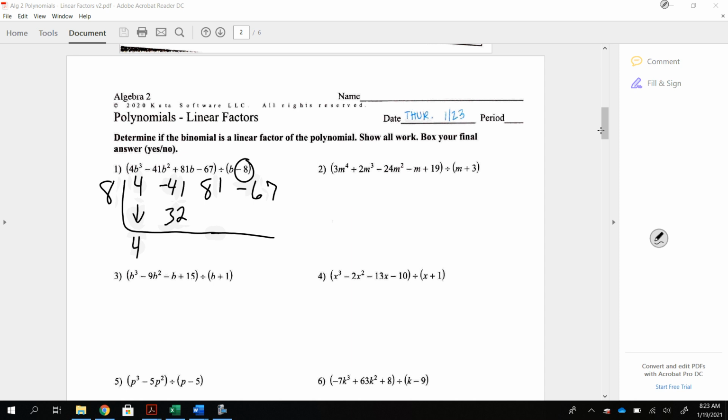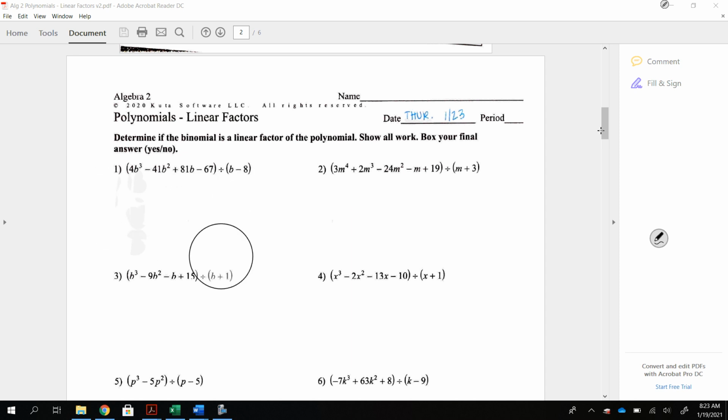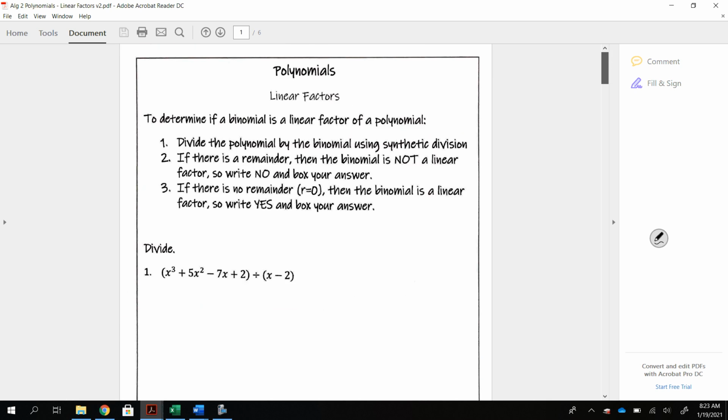Okay, I'll stop there. It's that easy. Just keep doing the synthetic division. See if you have a remainder at the end. And if you do, then it's no. If you don't have a remainder, then it's a yes. It's that simple.